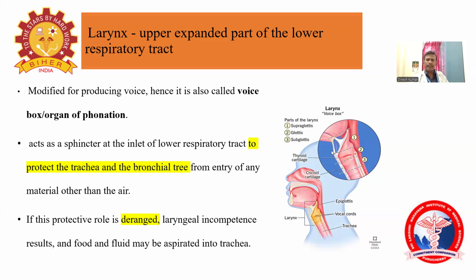See, this is the sagittal section of the larynx, with the head and neck. Upward is the tongue. Below the tongue you can see the epiglottis. After the epiglottis, you can see the larynx, and in the larynx you see the vocal cords. Below the larynx, the continuation is the trachea.